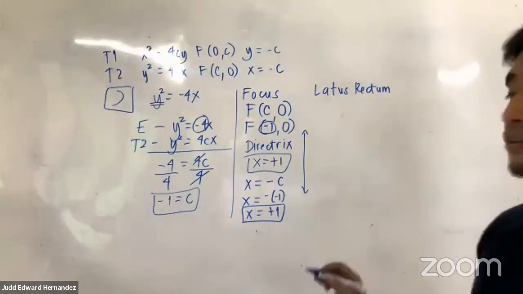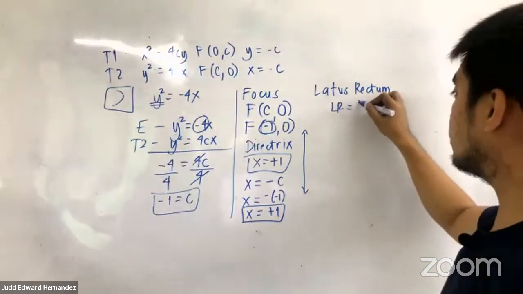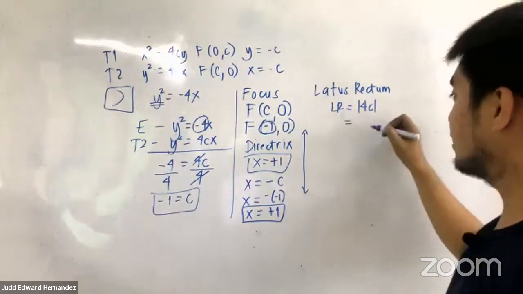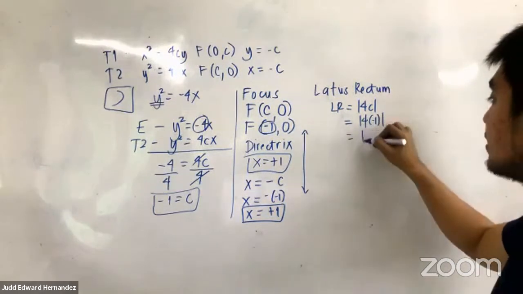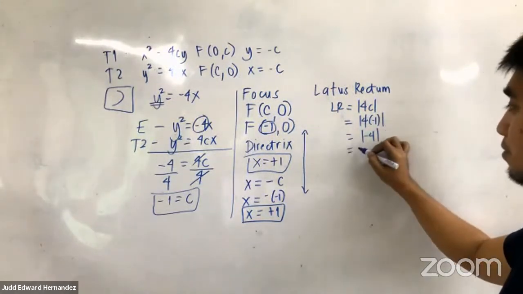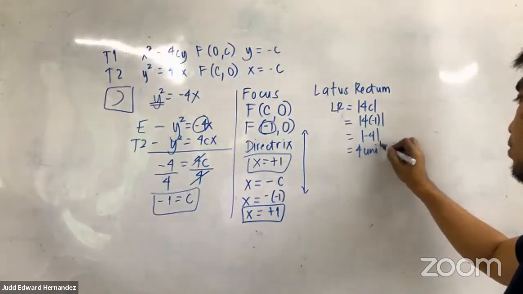So let's now move on with the length of the latus rectum. What is the length of the latus rectum? That is LR is equal to absolute value of 4C. That is 4 times negative 1. Therefore, that is negative 4. What is the absolute value of negative 4? That is 4 units.